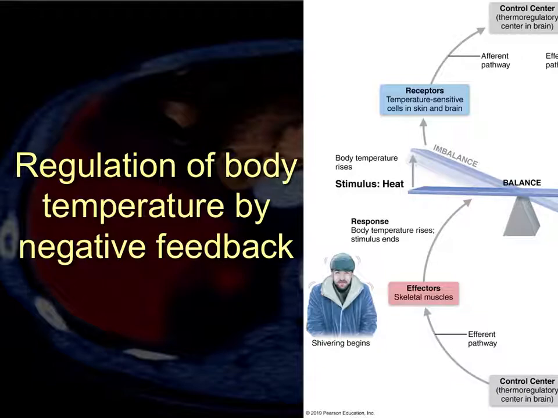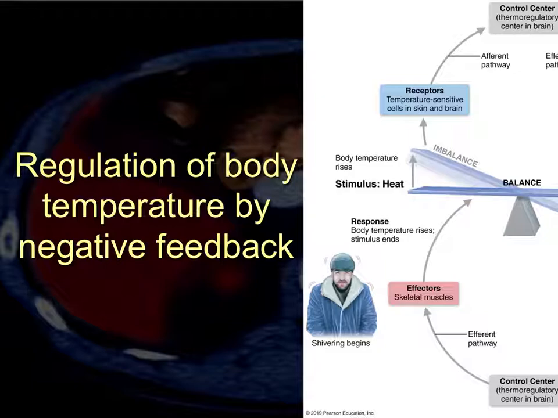A receptor, the temperature-sensitive cells in the skin and brain, realize it's too hot. They send information on the afferent pathway to the control center, which is the thermoregulatory center in the brain, specifically for this pathway. It says, oh no, I'm too hot. I need to change this. So it sends information on the efferent pathway to the effectors, or the sweat glands, and you start sweating. The evaporation of the sweat causes the temperature to fall.